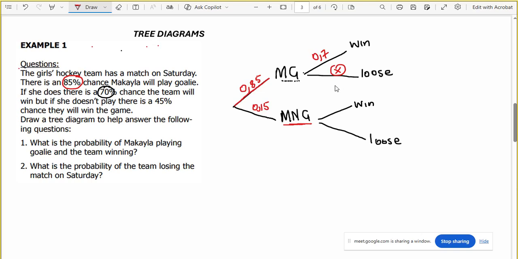Would it be the 0.45? No, remember the 0.45 is the chance the team will win if she doesn't play. I told you that if you add these two numbers, what should you get? 1. So if we have 0.7, what will be on that part? What should we write here? What should we put here?